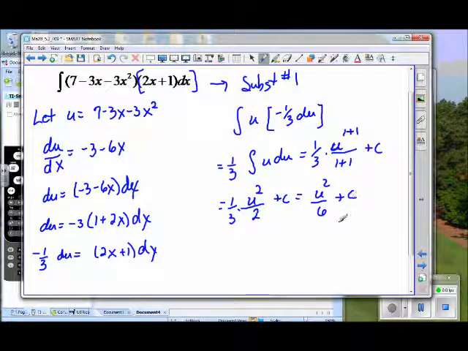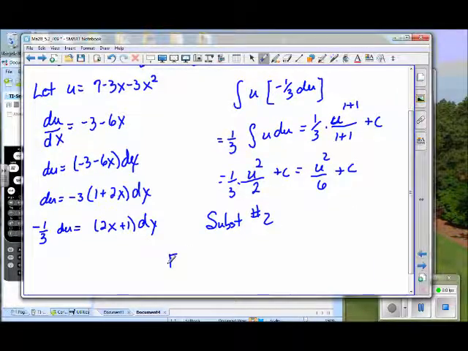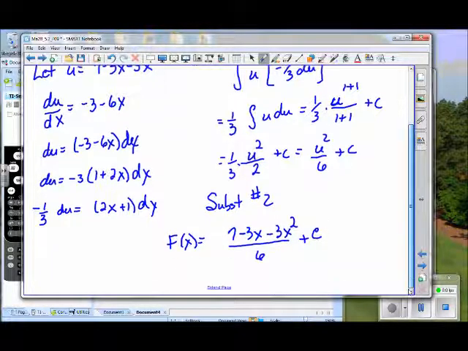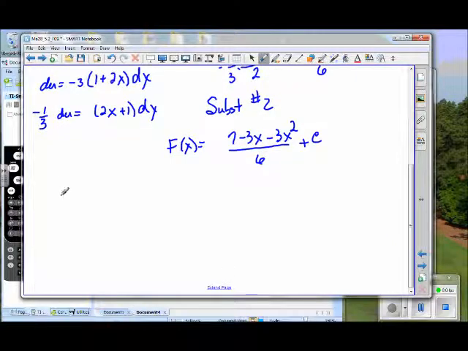Again, I have it in terms of u. I need it back in terms of my original input variable of x. So I do substitution number 2. And my antiderivative is going to be, u has a representation of 7 minus 3x minus 3x squared, all of that divided by 6, plus c. Now, if that's true, and we check this, we might want to write this as 1/6 times that quantity plus c.